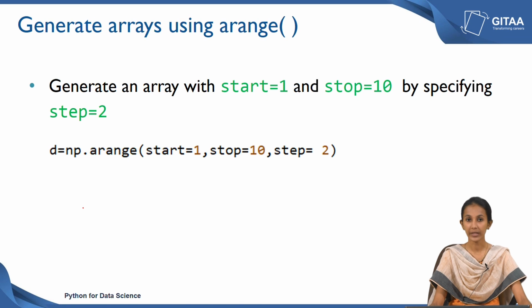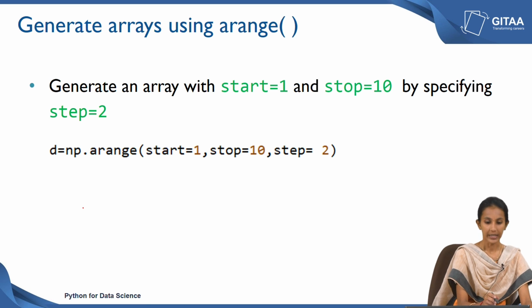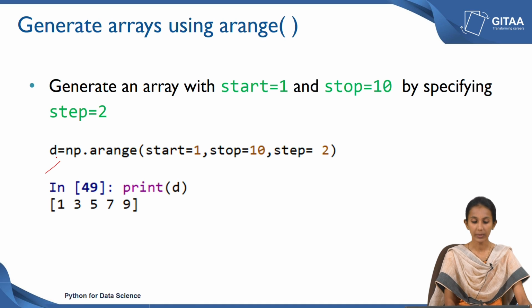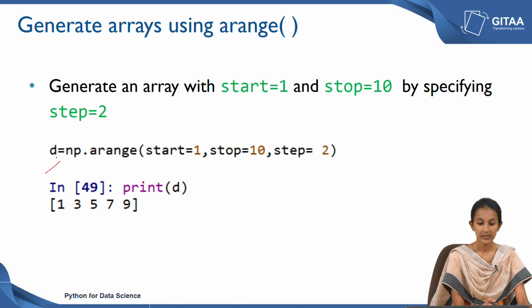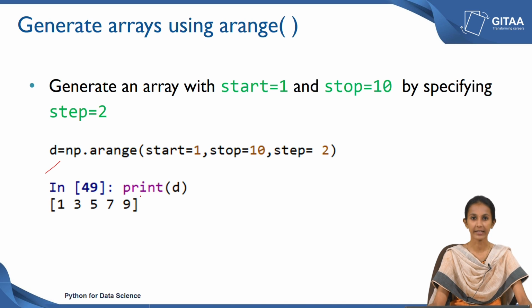So, our command will be np.arange, start value is 1, stop equal to 10, and step equal to 2, and I am storing it in a variable called d. When you print d, you will get an output of 1, 3, 5, 7 and 9. The start value we specified is 1, and in steps of 2 it is incremented: 1 plus 2 is 3, 3 plus 2 is 5, 5 plus 2 is 7, 7 plus 2 is 9. Our stop value is 10, so after that it will not increment further. So, it returns 5 samples.